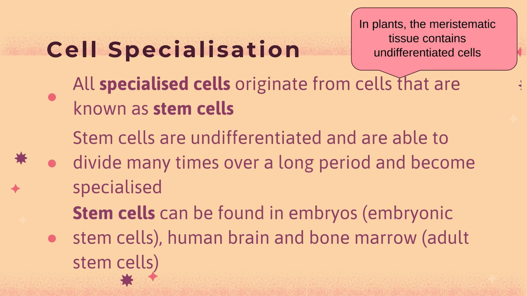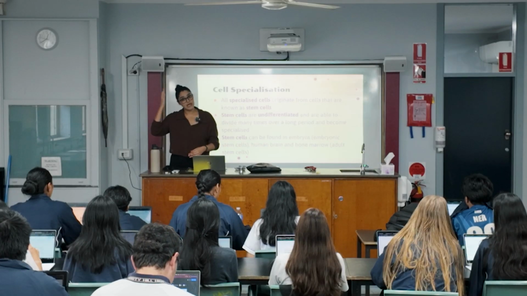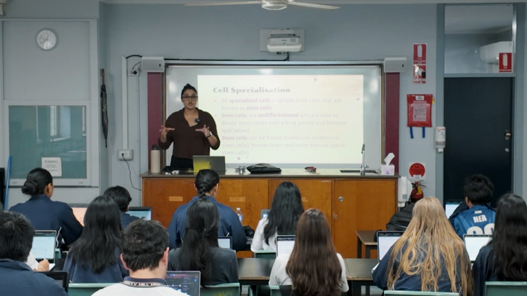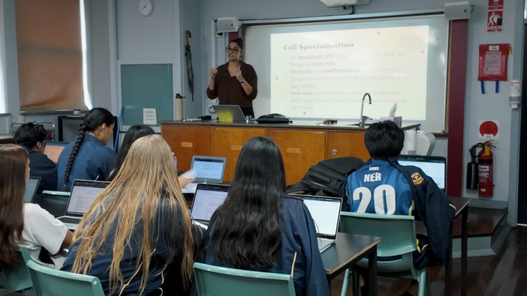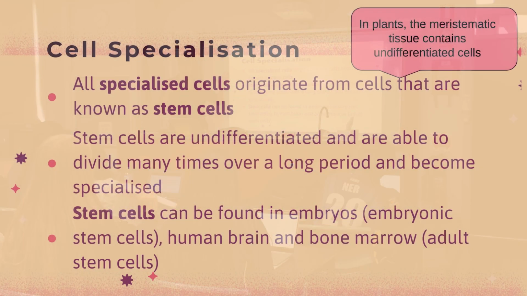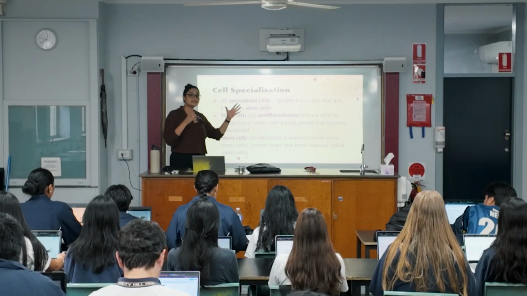If we look at cell specialization, every cell has a function in the body, no matter where it is, if it's in your scalp all the way down to the blood that's running through your toes, every cell in a location has a specialized role. And all specialized cells will originate from what we call a stem cell.